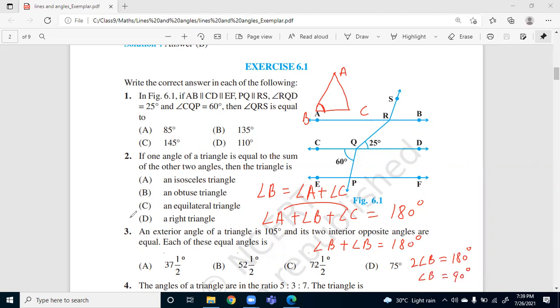So which type of triangle is it? It is a right angle triangle. So see, whatever is given in the statement, I have turned it into a mathematical form. If one angle is equal to the sum of the other two angles, what does it mean? B is equal to A plus C. Then I substituted B in place of A plus C, so I got the value of B as 90 degrees. So this tells me that the triangle is a right angle triangle.